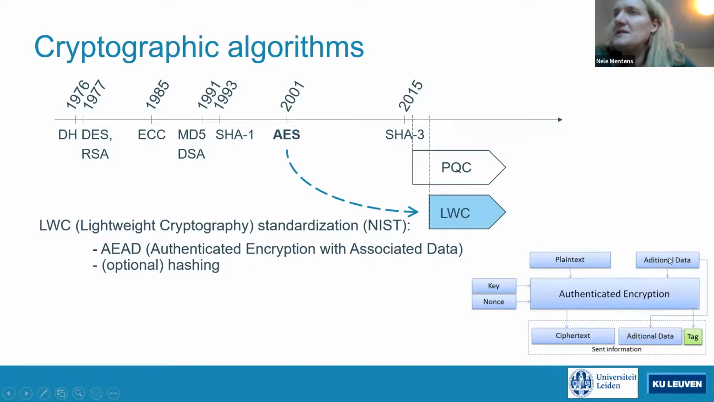So nothing of this additional data should have an influence on the ciphertext, but only on the tag. So plaintext information will end up in the ciphertext through the algorithm, and plaintext plus additional data information will end up in the tag through this algorithm. And then the additional data is just sent as plaintext to the receiver.